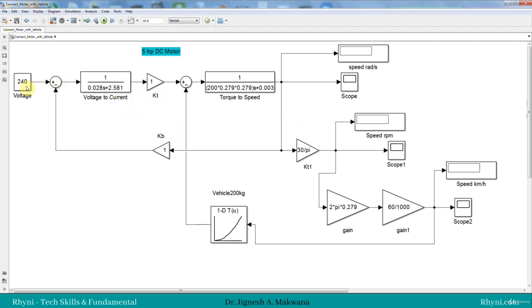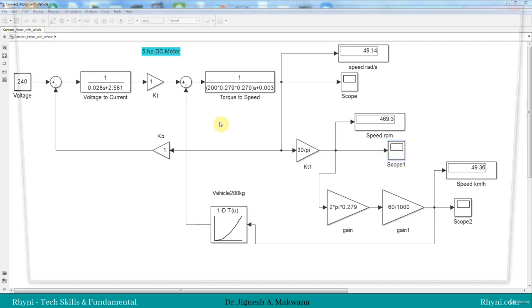Now if we want to know, with the 250 volt maximum voltage, what will be the maximum speed we can achieve with this motor for the vehicle model of 200 kg, let's run the simulation. You can see 49.36 in speed in kilometer per hour. So this is the maximum speed that we will achieve when we supply the full voltage of 240 volt.